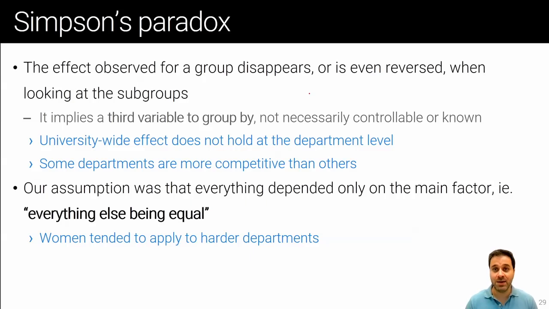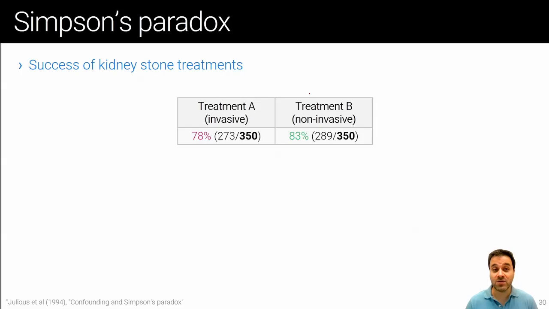There's plenty of other examples of this. There's another one that has to do with kidney stones. And in this case, we have two treatments, A and B. One is invasive and the other one is non-invasive. If we look at the success rate, we see that treatment B, the non-invasive, is successful in 83% of the cases. And in this situation, you see we have 350 patients in both treatments. So 83% of the times it's successful, the non-invasive one. So one would say, why bother with the invasive one if the other one was better, right?